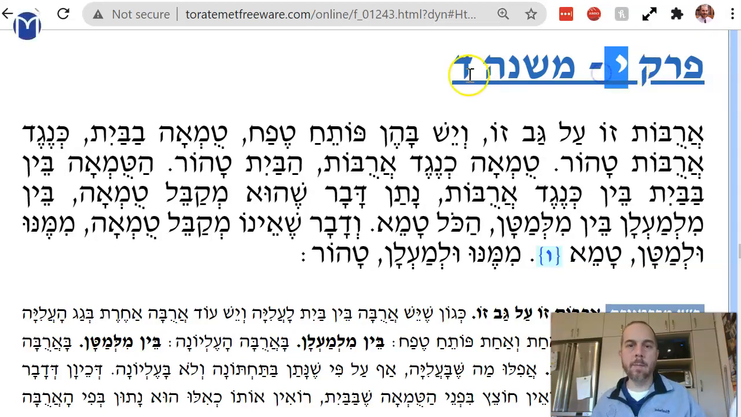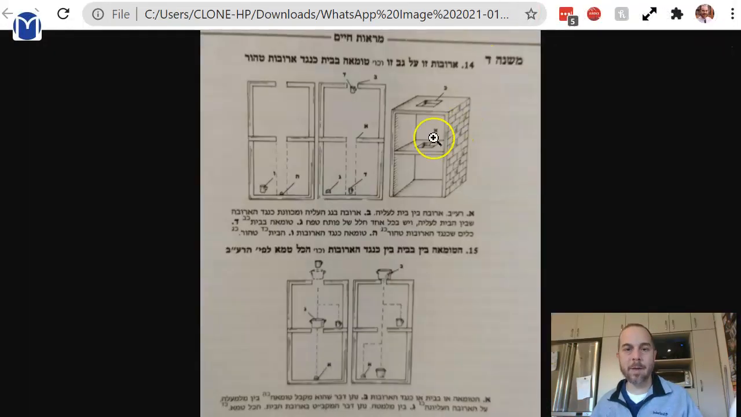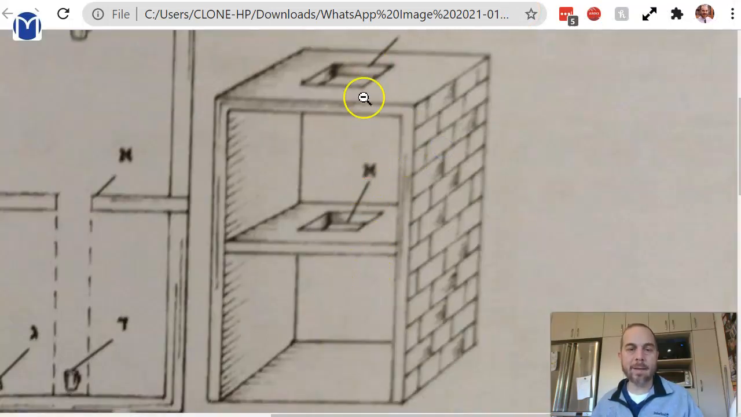Oholot, Perek Yud, Mishnah Daled. We're continuing to talk about skylights, and now we're getting more intricate, more complicated. Arubot zo al gabzo. Let's say you have two skylights, one above the other. So you have this, we're going to look at the Rav Scheinberg's picture. You have like a house, okay, where you have two skylights, one on top of the other.